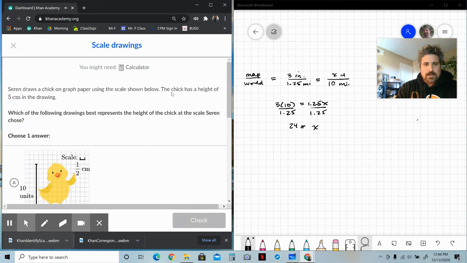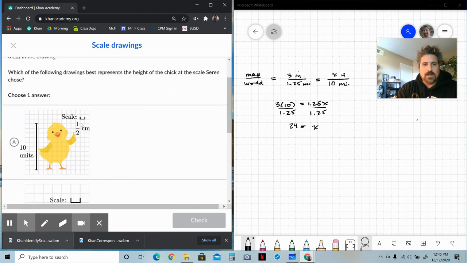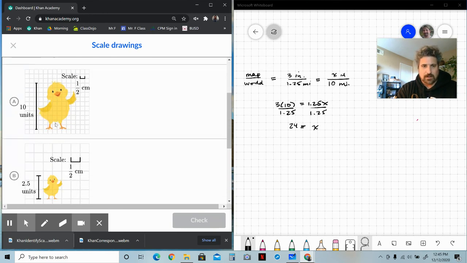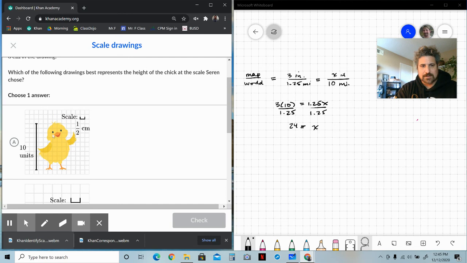Okay, this is another one of those drawing ones. Now I know what they're talking about. It's easier to identify. Serene draws a chick on graph paper using the scale shown below. The chick has a height of 5 centimeters in the drawing. So if you take a look at it, this one length is a half centimeter. So if you wanted a length of 5 centimeters, right? You'd have to have 10 of those lengths. So this is good. That one works because 10 times a half is equal to 5. So that's going to be 5 centimeters.